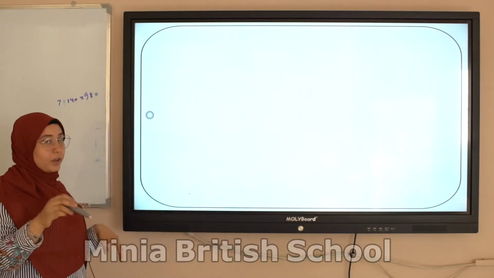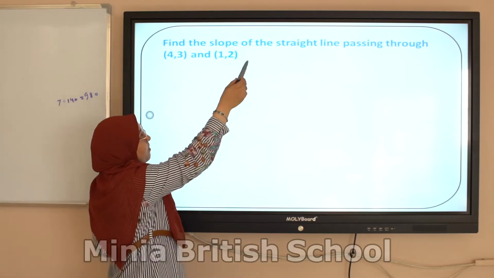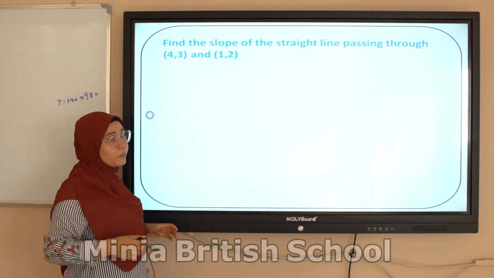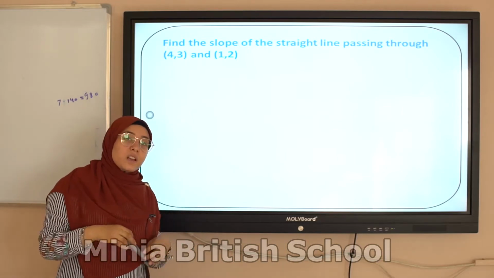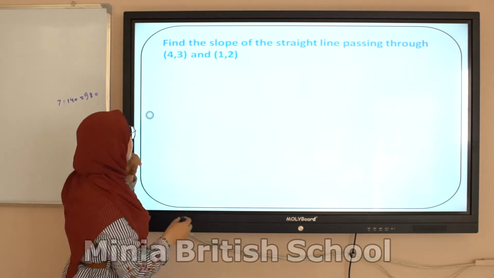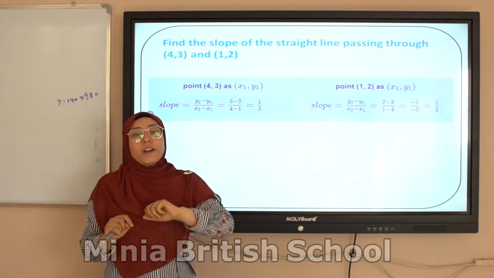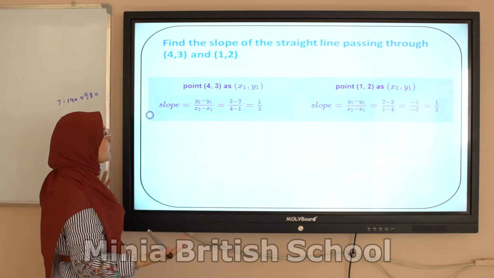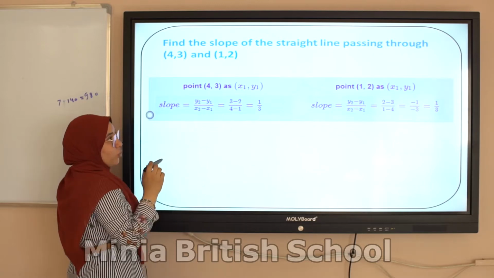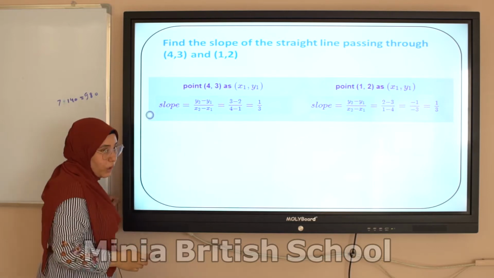For example, here I have 2 points. Find the slope of the straight line passing through the 2 points, 4, 3, and 1, 2. Now I need to find the slope between the 2 points. Let 4 and 3 be the first point, x1, y1, okay? So the slope equals a change in y coordinates to change in x coordinates, I mean y2 minus y1 over x2 minus x1.